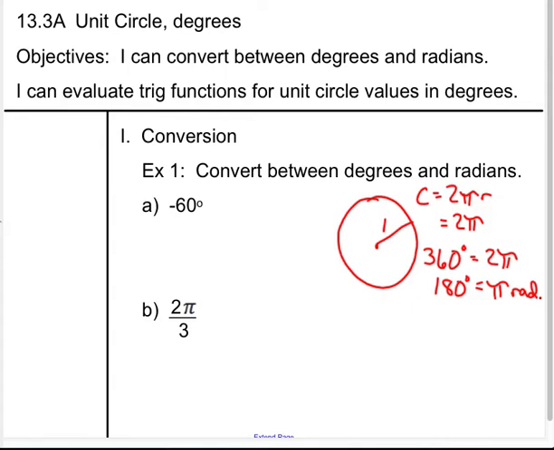So if we have a negative 60 degree angle, we want our degrees to cancel. We would multiply by pi radians over 180 degrees. And then our degree units will cancel, leaving our units in radians. So we simplify, 60 over 180 simplifies to 1/3. So we have negative pi over 3 radians.